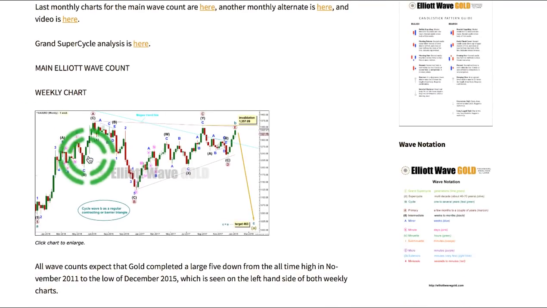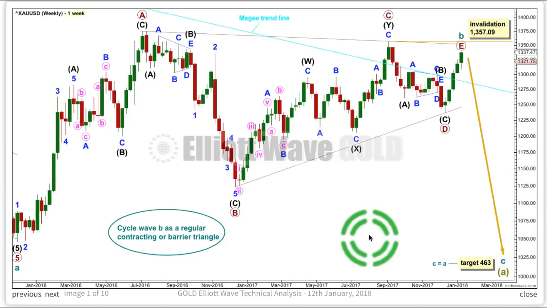Okay, let's have a look at the weekly chart. This is the main wave count. It's the main wave count because it has the best fit. All the subdivisions fit very well. It fits the most common tendencies. It meets all Elliott wave rules.